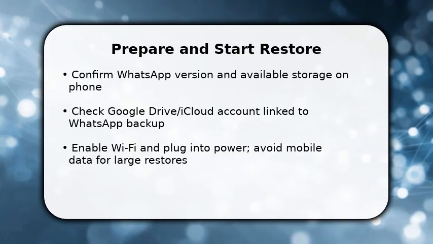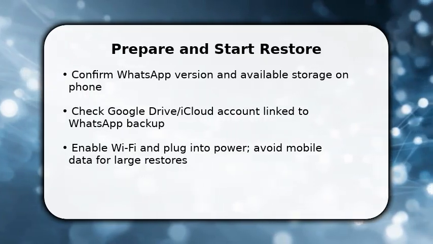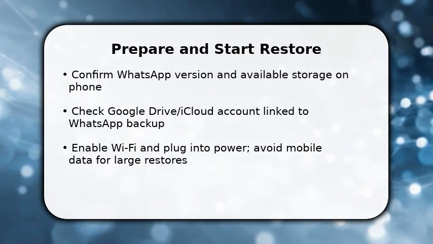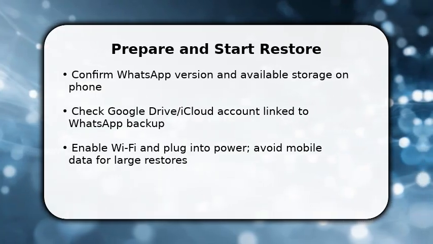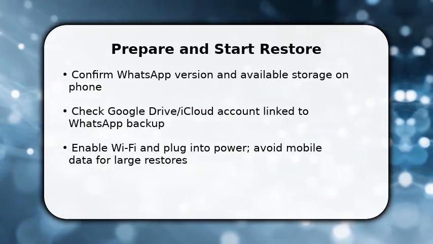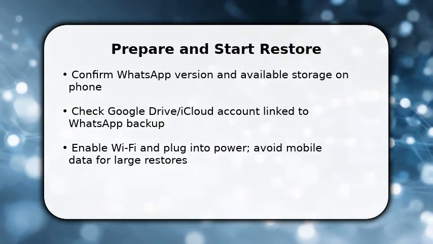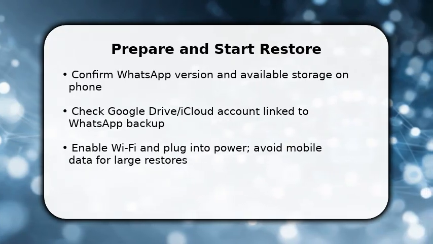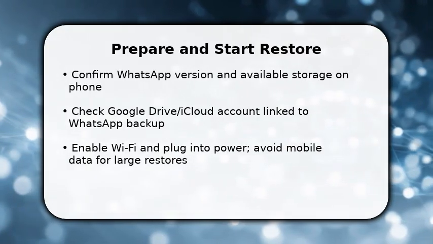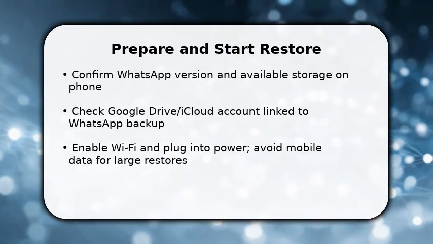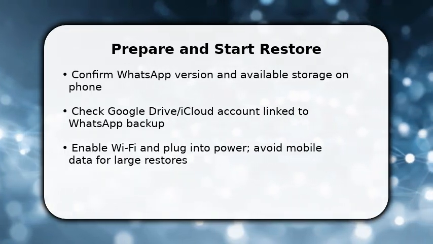You begin by verifying the backup source and free space so the restore can complete without interruption. Once you confirm your Google Drive or iCloud account is linked, uninstall WhatsApp only if you need a fresh restore. Otherwise, use the built-in restore flow. Make sure Wi-Fi is active and the phone is charging. Doing this prevents partial restores and reduces corruption risk.